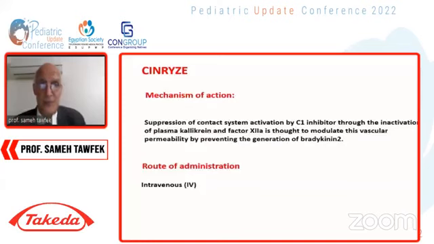Mechanism of action: suppression of contact system activation by C1 inhibitors, so the inactivation of plasma kallikrein and factor 12. Active factor 12 is thought to modulate this vascular permeability by preventing generation of bradykinin. The route of administration is intravenously given.